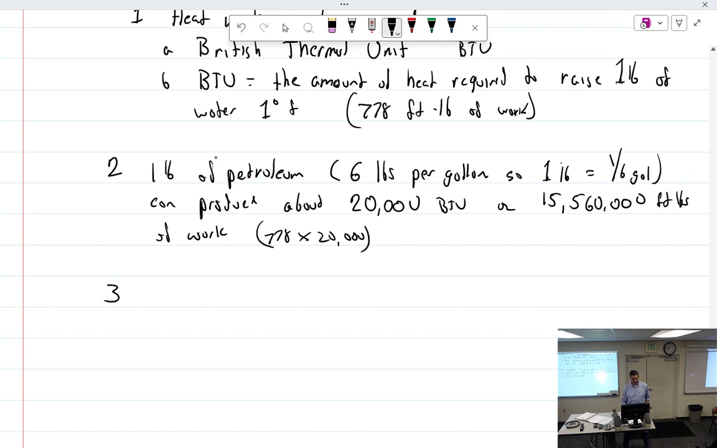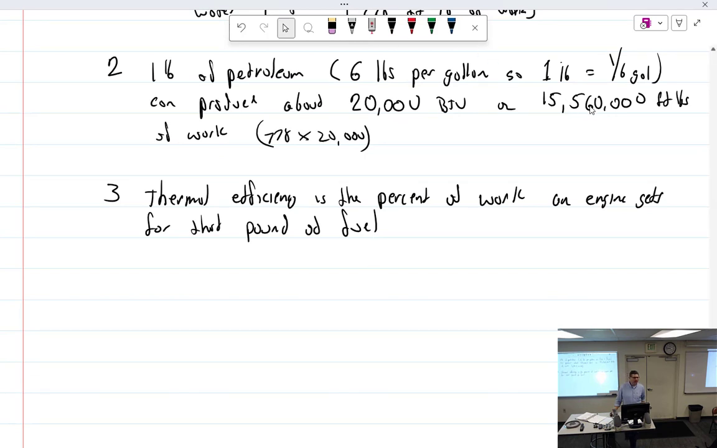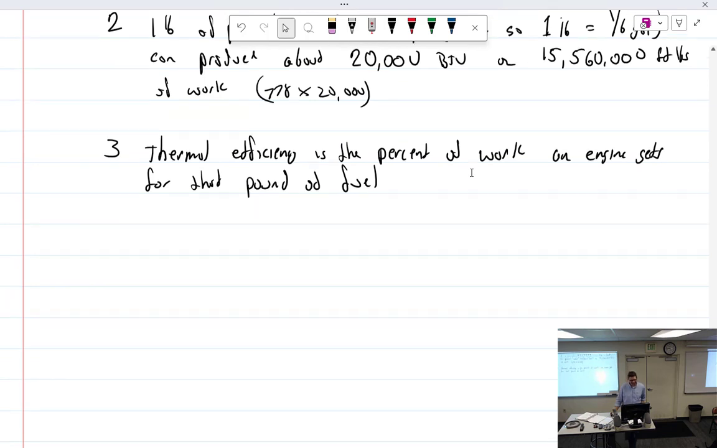However, what happens to all this? So thermal efficiency is the percent of work an engine gets for that pound of fuel. So how many foot-pounds should we get out of this? A lot. 15,560,000. Is that about how many foot-pounds of torque you're getting out of your car? Probably not.